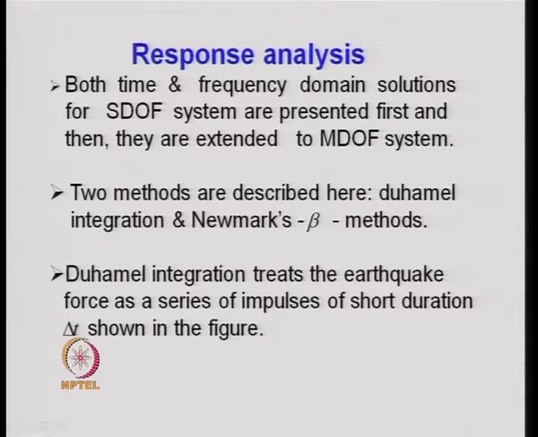Now, in time domain analysis, there are many methods which are available. Out of those, we will take up only 2 methods, that is Duhamel integration and Newmark's beta method.